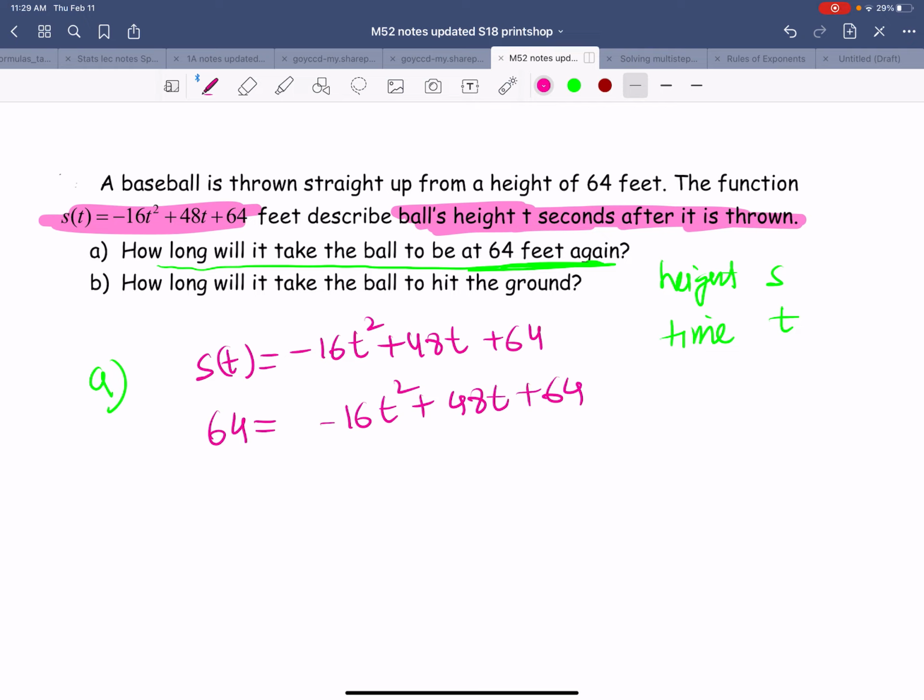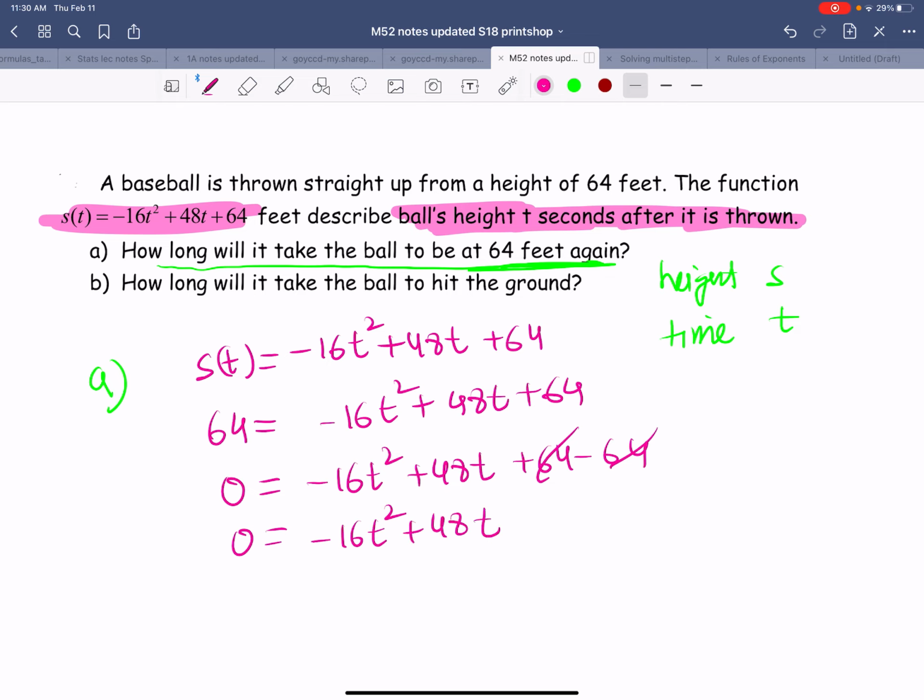Okay, we're going to go ahead and subtract 64 from both sides. We're trying to solve this equation because it's a quadratic equation and I want to get a 0 on one side. So we'll be left with negative 16t squared plus 48t plus 64 minus 64, which is gone. So 0 equals negative 16t squared plus 48t. Now, is there a GCF in this case? Looks like negative 16t will be a GCF, and t minus 3 will be what we're left with when we undistribute negative 16t.